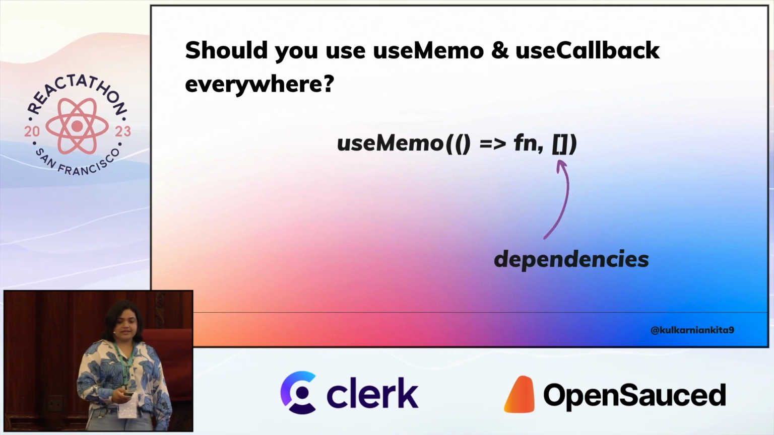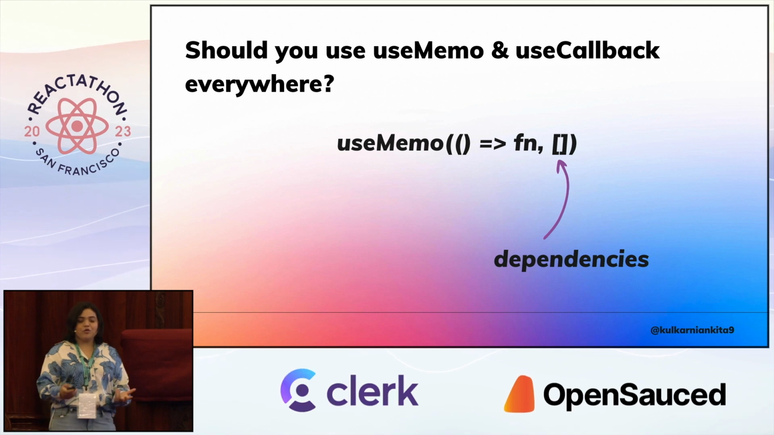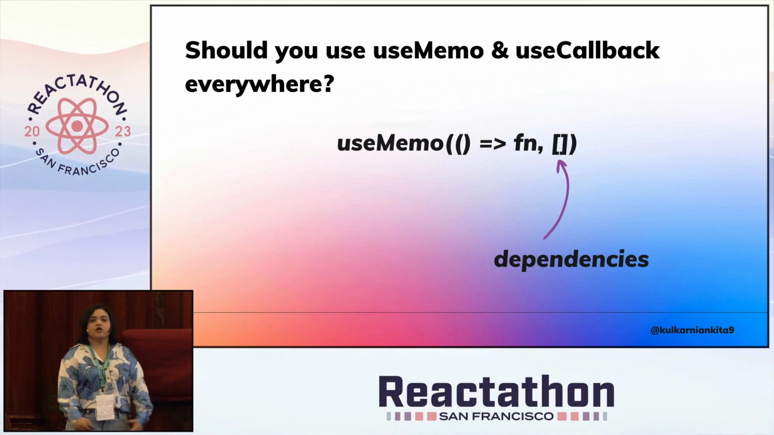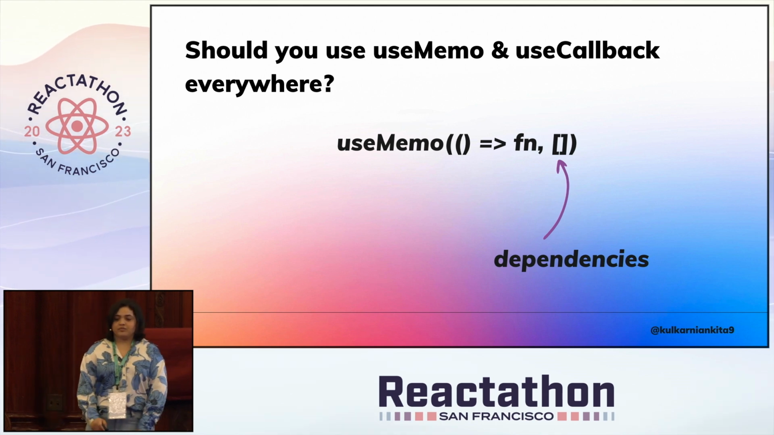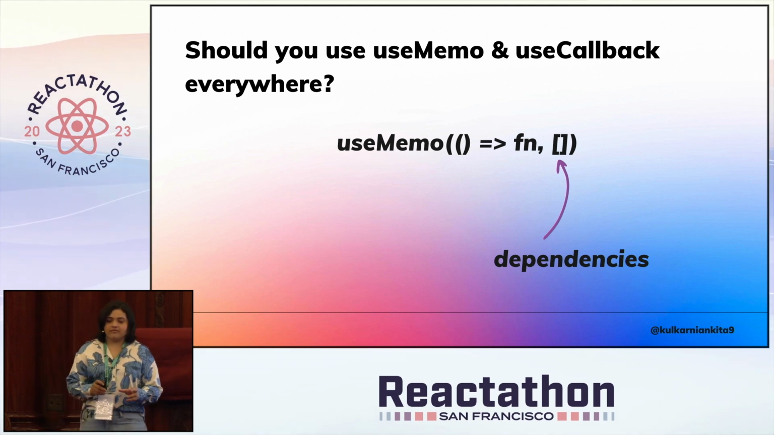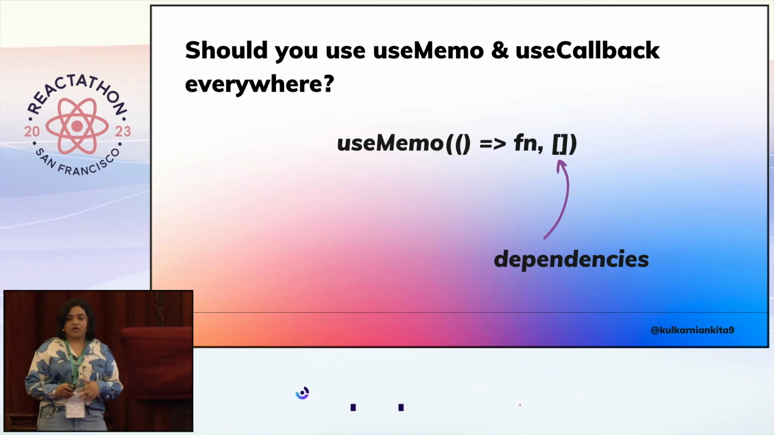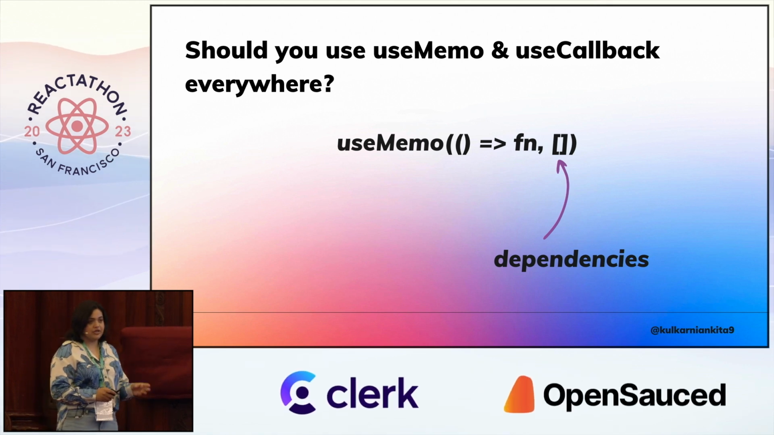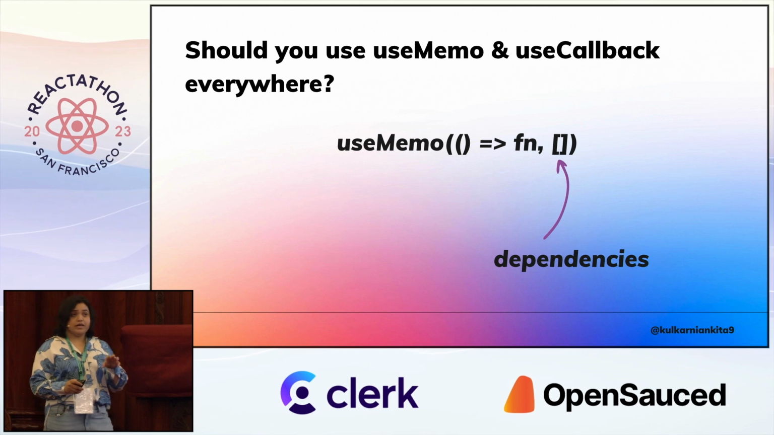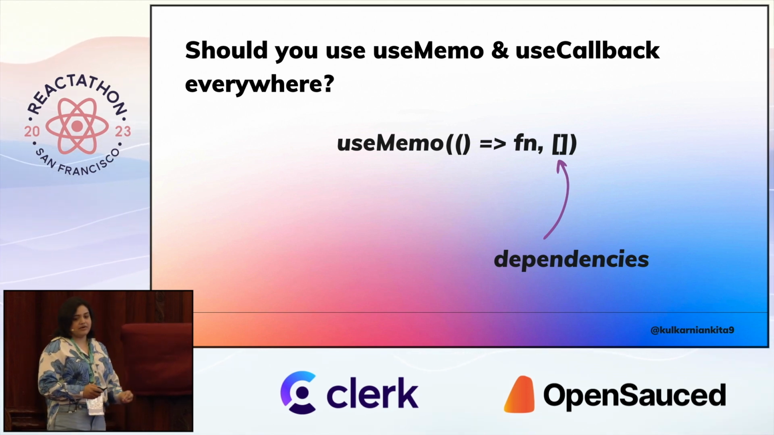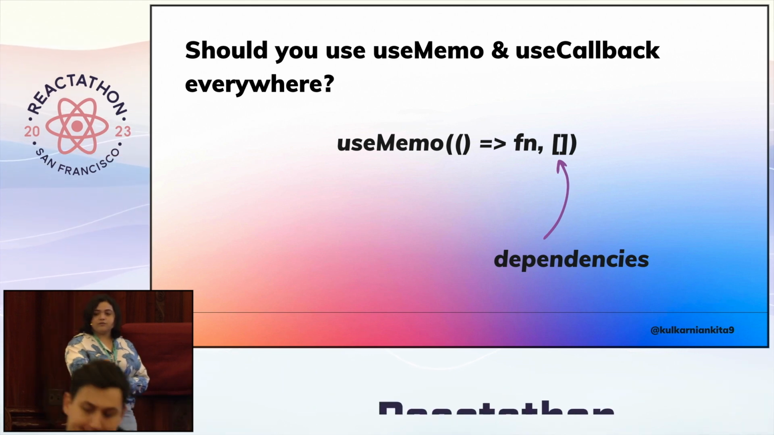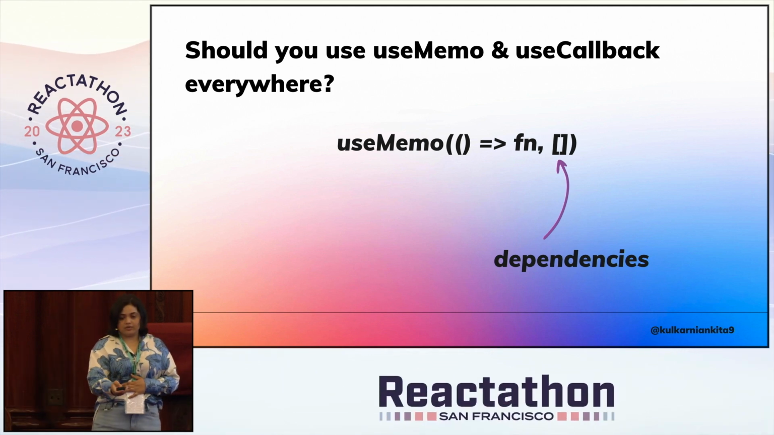So in this case, should you use useMemo and useCallback everywhere? We talked about how we want to memoize everything. We want to cache everything as much as possible, right? But useMemo is only valuable in a few cases. One of them is when the calculation you're putting in useMemo is noticeably slow and the dependencies rarely change. So again, it goes back to the dependency array that we talked about.